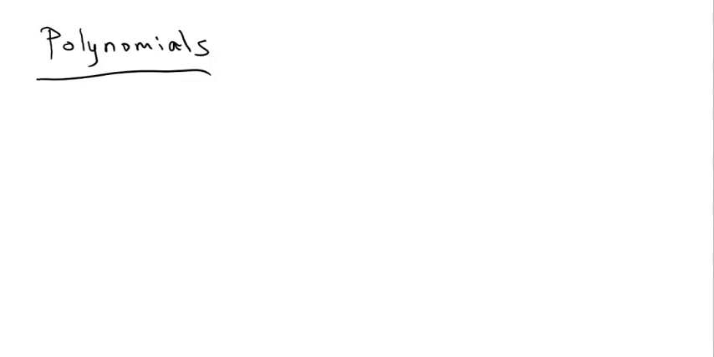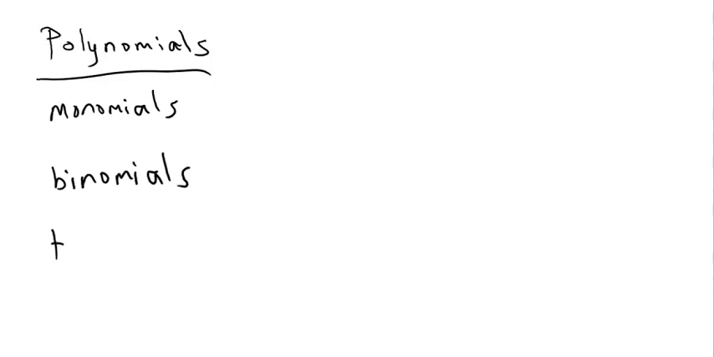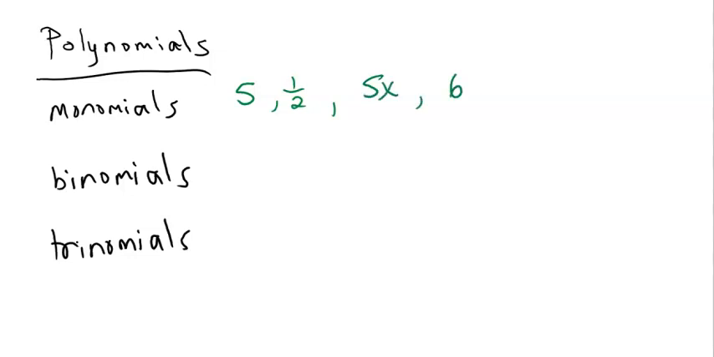So in the family of polynomials, we have several different types that we talk about. We talk about monomials and binomials and trinomials. And then if it gets larger than that, we call everything just a polynomial. So monomials are things like numbers themselves. 5 would be a monomial, 1/2 would be a monomial. Also, the product of numbers and variables. So something like 5x would be a monomial, or 6x squared y would be a monomial.